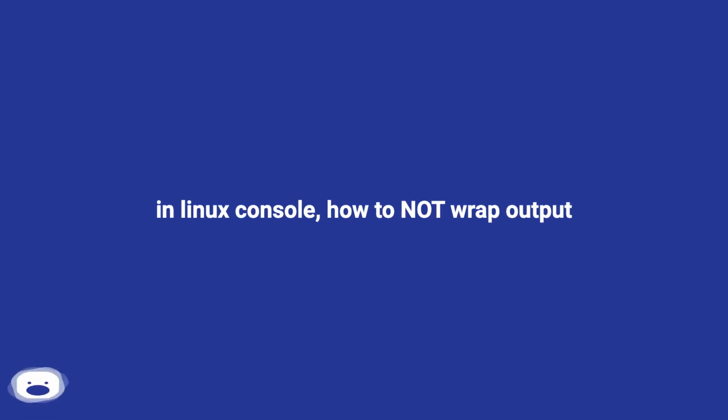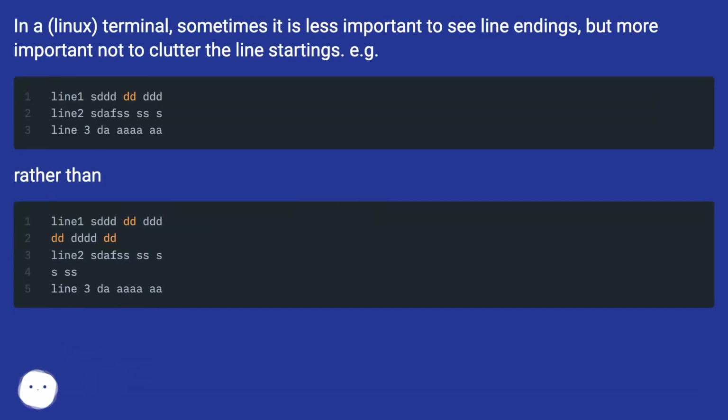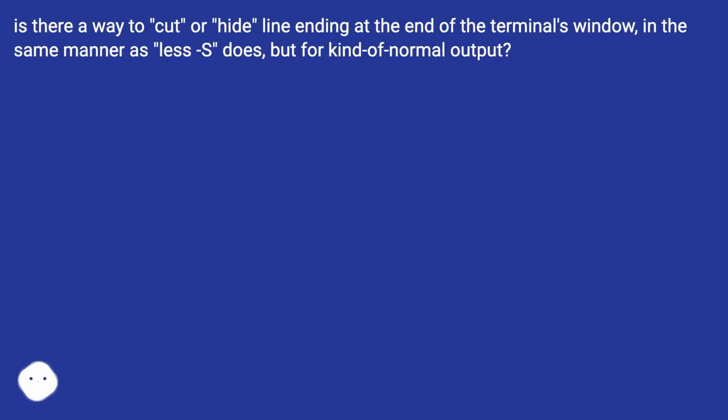In Linux console, how to not wrap output. In a Linux terminal, sometimes it is less important to see line endings, but more important not to clutter the line startings. E.g., rather than. Is there a way to cut or hide line ending at the end of the terminal's window, in the same manner as LSS does, but for kind of normal output?